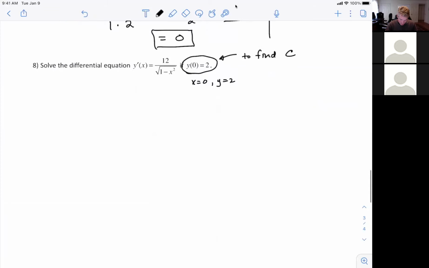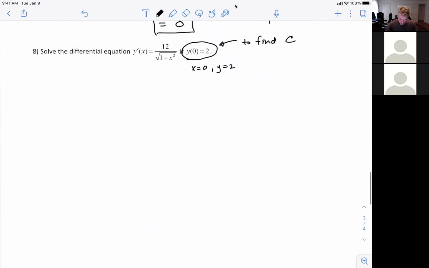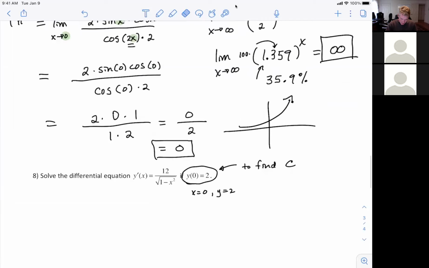Oh my gosh, it's already 12 o'clock. So I don't have time to do those, but I wanted to do this one. I really want to do this one.